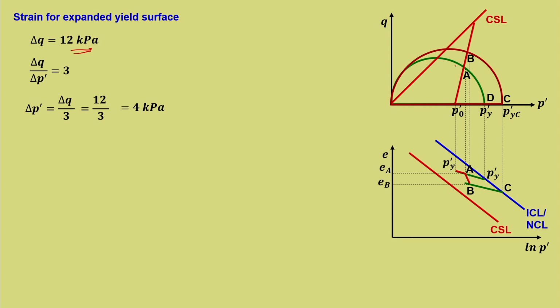Now, this is the final form of the figure. The green one is our initial yield curve, and that is p dash y. So, we have already done that. Now, the effective stress path moves from p naught dash, this is the first yield point, and everything is clear. Now, it expands from A to B because there is an increment of delta q equal to 12. The corresponding increment in delta p dash for this point B is known, which is 4 kilopascal.